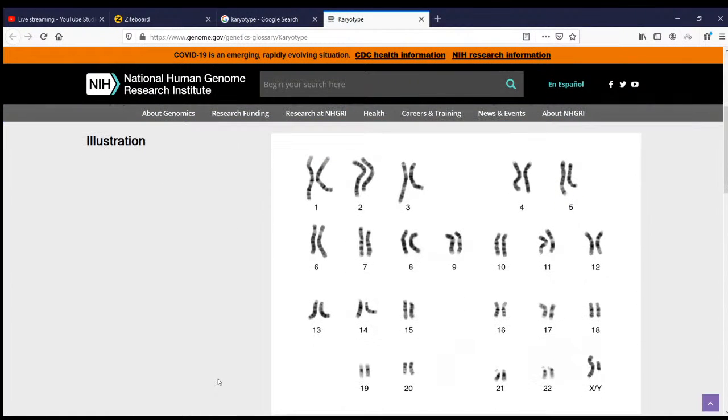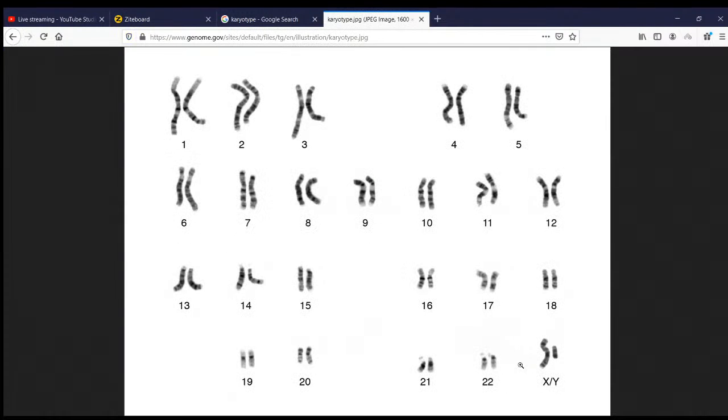There are 22 pairs of chromosomes which are known as autosomes. The 23rd pair is the sex chromosome, also known as the allosome. Each chromosome has been assigned a number based on its size. The largest chromosome is chromosome number 1, and other chromosomes like 18 and 19 are among the smallest chromosomes in humans. Very important to know. So this is what you should be knowing.